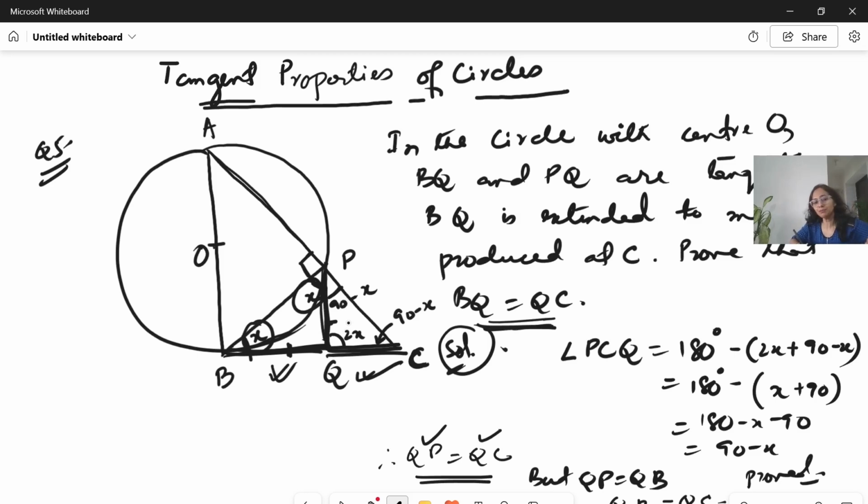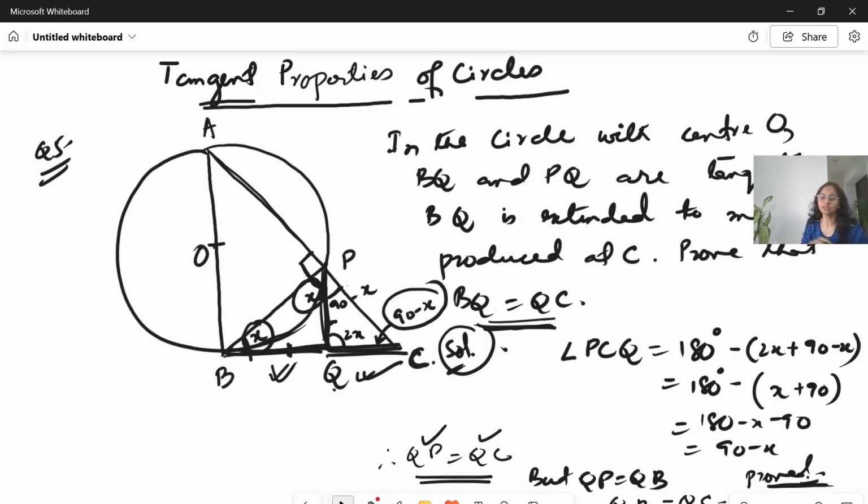And using the angle sum property of a triangle, if we calculate PCQ, it also comes to 90 minus x. So from here, both the angles are coming equal, which means the base angles are equal, so the sides are equal. So PQ is equal to QC. So if PQ is equal to QC and PQ is equal to BQ, which is given, then BQ is equal to QC, proved. And that's what they have asked us to prove.